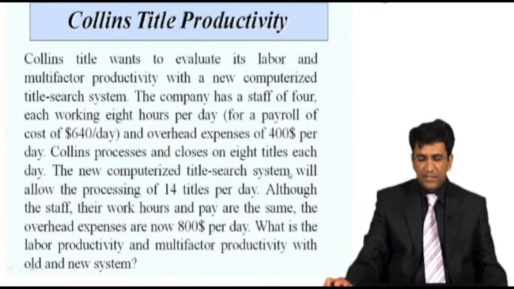What is the output? Let's see in this example what your output is. Collins processes and closes on 8 titles each day. It means 8 titles is your output for the old system, and with the new system he is able to produce 14 titles per day. With the new system, the overhead expenses increase up to $800 per day. So these are the most important information, and we will have to put it into the productivity formula.